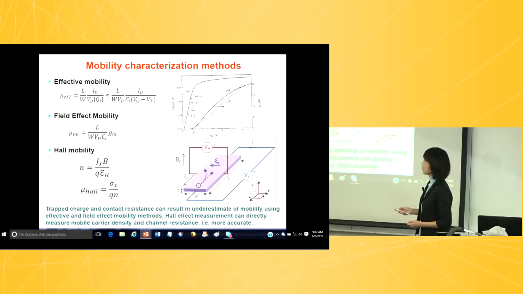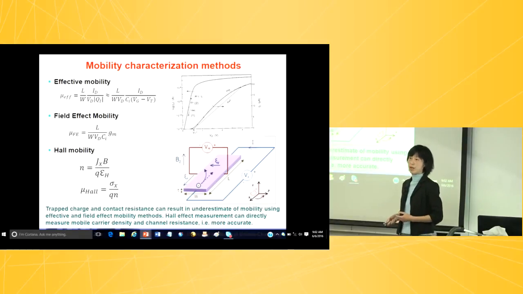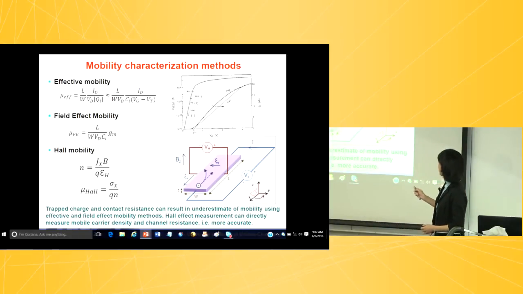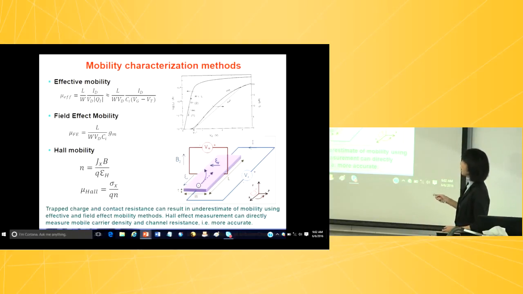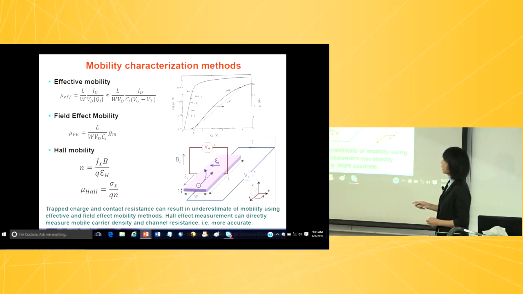The third way to extract mobility is by Hall effect measurement. This is a typical configuration for Hall effect measurement. If we apply a current along the channel, and in the meantime apply a vertical magnetic field, then the Lorentz force is going to deflect the electrons or holes, so they flow in the y direction and build up a voltage called the Hall voltage. This Hall voltage is proportional to the magnetic field and inversely proportional to the carrier density. So we can extract the carrier density from this Hall voltage.